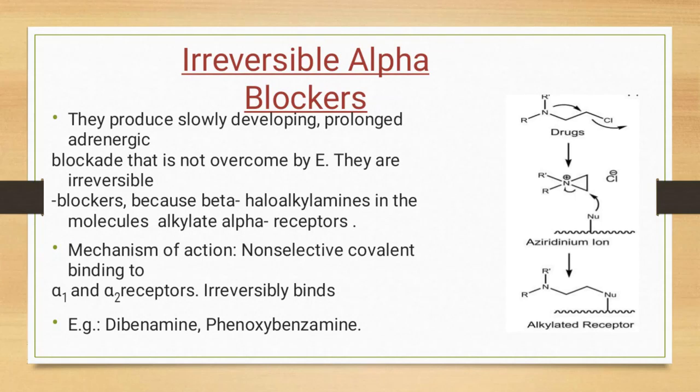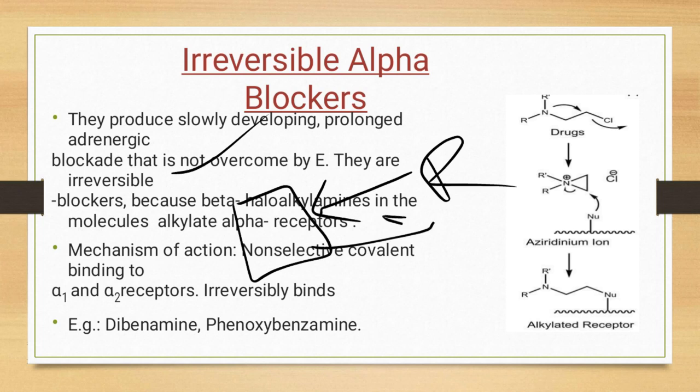In the case of irreversible, that means when they block a receptor, then that receptor is permanently blocked. The reaction is not reversed. In the case of reversible, suppose this is the receptor. Reversible drugs can bind to the receptor, and after some time they can be removed from the receptor. But in the case of irreversible, like phenoxybenzamine, when they bind to the receptor, the reaction cannot be reversed. So that is a permanent blocking of this receptor. Such drugs, which permanently block the receptor, are called irreversible alpha blockers.